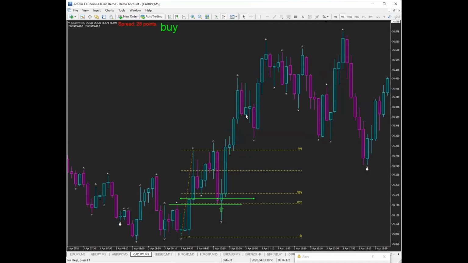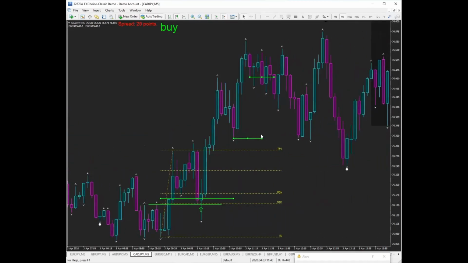So 1, 2, 3. You draw a line here. It gets broken here, right? So this becomes 4. 1 minute never got to it, so you keep the trade open. 1, 2, 3. You draw a line there. It gets broken here. You go to 1 minute.